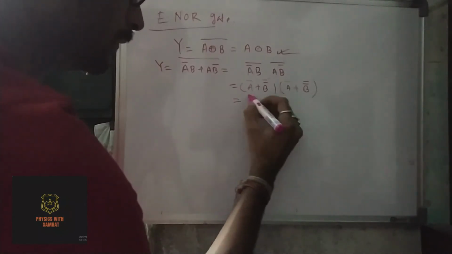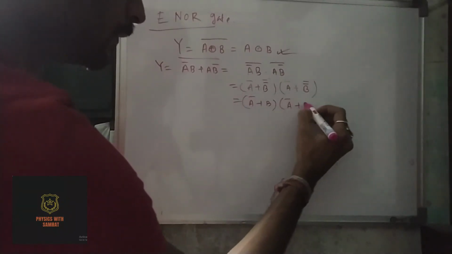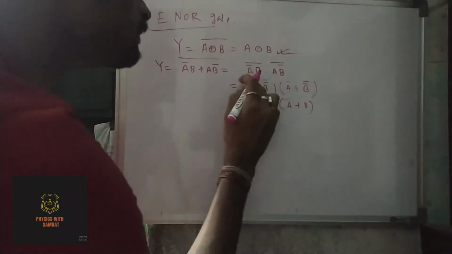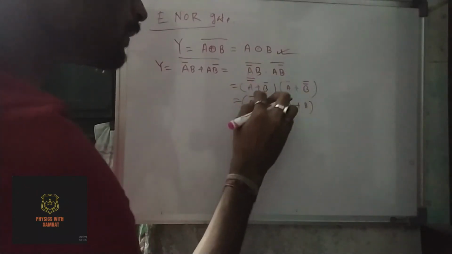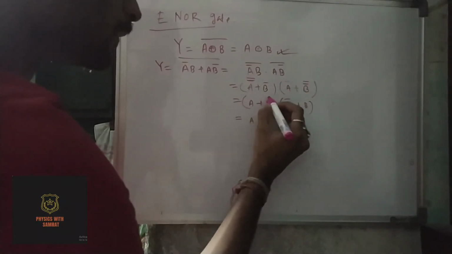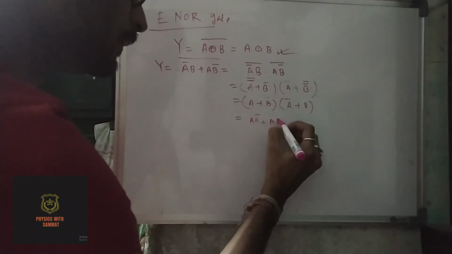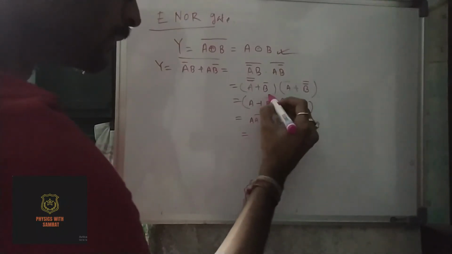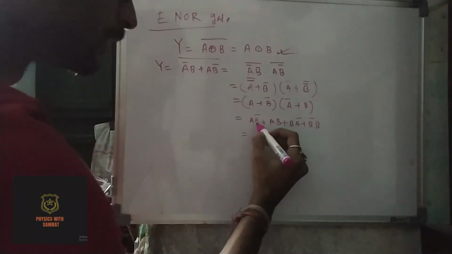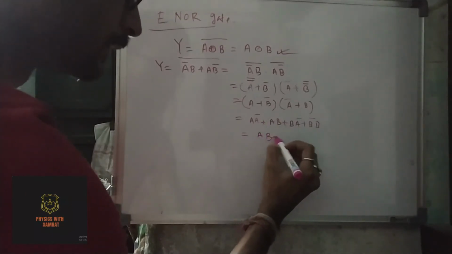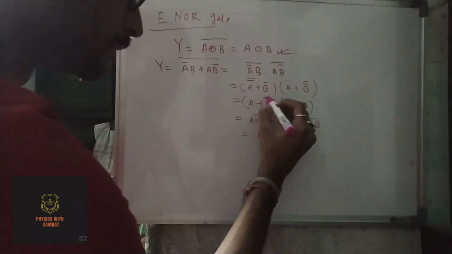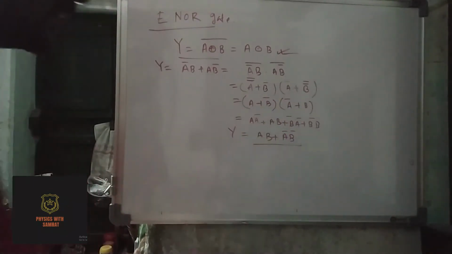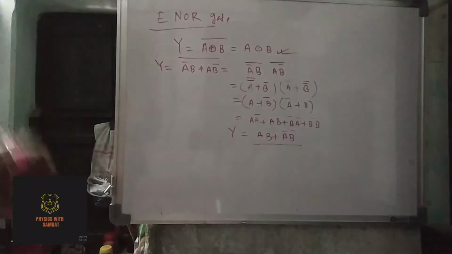A bar plus B, into A plus B bar. A bar A plus A bar B bar plus B A plus B B bar. Okay, so what we will get? AB plus A bar B bar. So this is the Boolean expression of the XNOR gate.